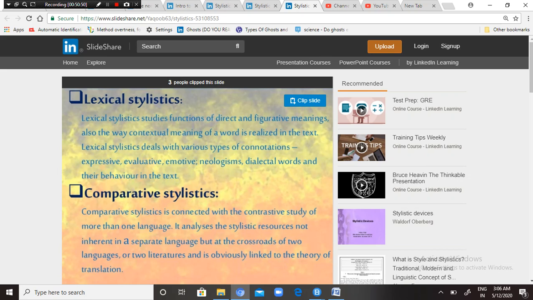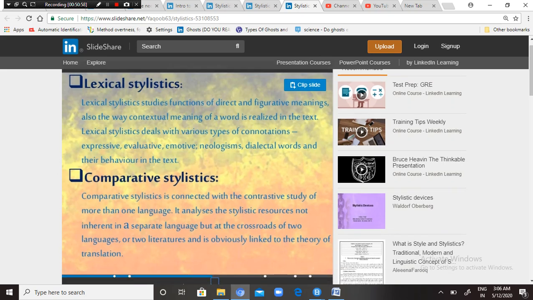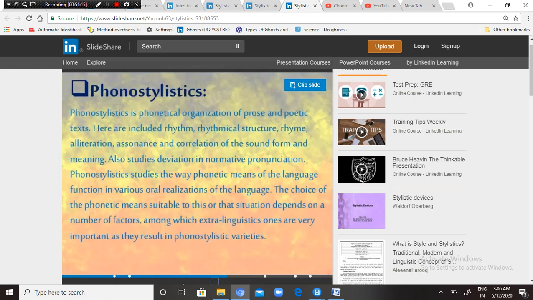Comparative stylistics is concerned with the comparative study of more than one language. It analyzes the stylistic resources not as inherited in a separate language, but as the crossroads of two languages and two literatures, obviously linked to the theory of translation. Phonostylistics is the phonological organization of prose and poetic text. It includes rhythm, rhythmical structures, rhyme, alliteration, assonance, and the correlation of sound, form, and meaning. It also studies division in normative speech and punctuation.